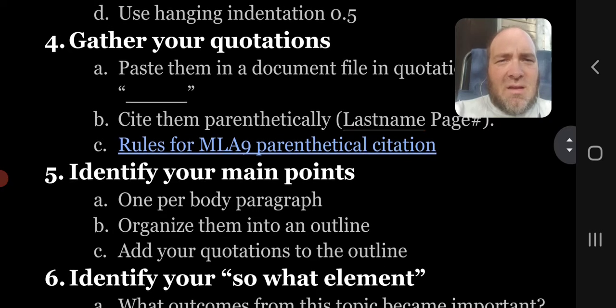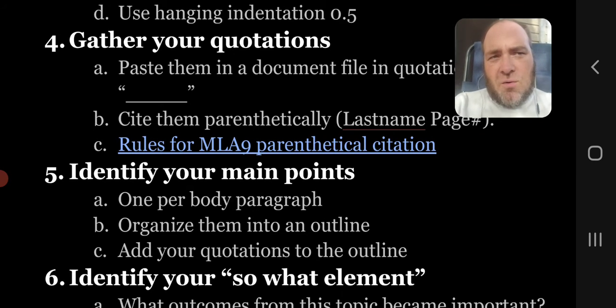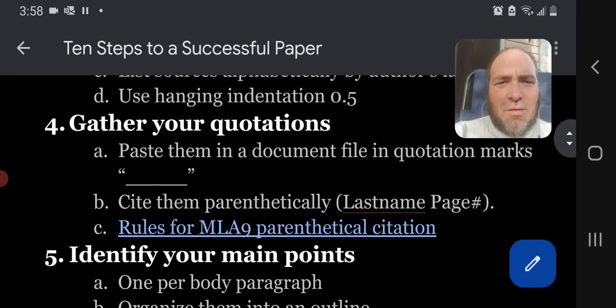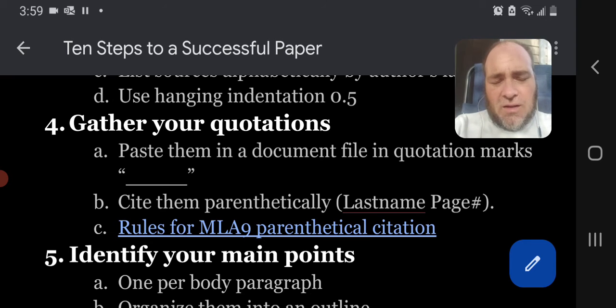So this week, what you should be doing between now and next Tuesday, when you have class next, the first thing you should do is read those sources and gather your quotations. So what I do is I open up a new document that I entitle quotations, and then whatever the topic of the paper is, and I read.